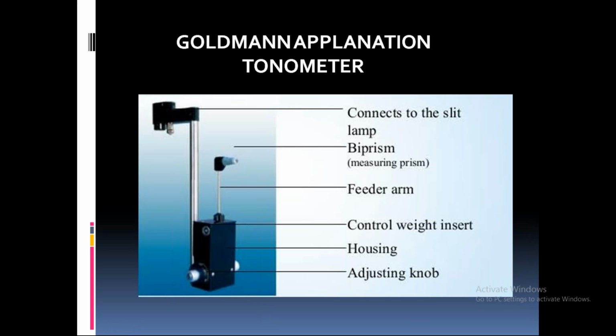This is Goldmann's applanation tonometer. These are the various parts of Goldmann's applanation tonometer. This is the part where it is connected to the slit lamp. This is the biprism. This is the feeder arm. This is the control weight insert. This is the housing. This is the adjustment knob. These are the parts of Goldmann's applanation tonometer.